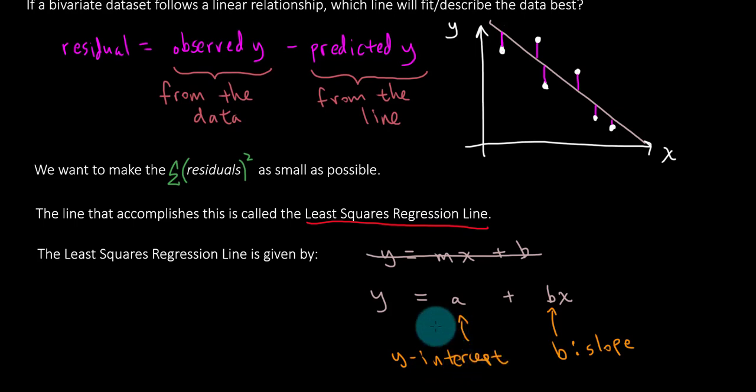One more thing on notation is we often use this line to make predictions. And so they often will put a hat on that y. So I'm going to put a little hat on you. So this would be called not just the y-intercept, but the y hat intercept. So this isn't just a y value, it's the predicted y value, or maybe I should say the predicted response value.